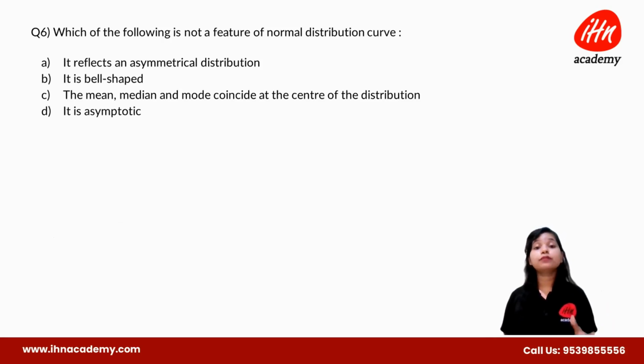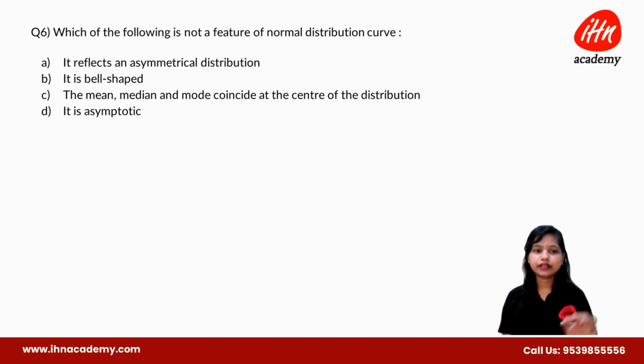So we have done the normal distribution curve in a detailed manner, and we have covered all the main properties of this curve. So I hope you will not face any difficulty in this question and you will get the correct answer, right? So the correct answer, it reflects an asymmetric distribution. We have got our answer. It is showing that normal distribution curve reflects an asymmetrical distribution, which is incorrect because normal distribution is always symmetric distribution. Symmetric, so it is incorrect.